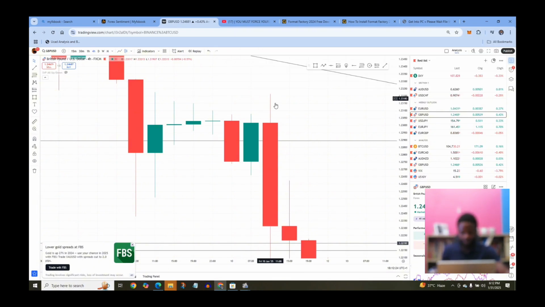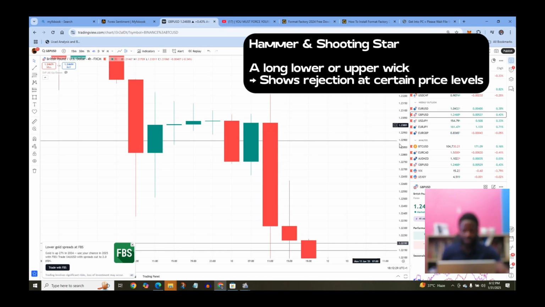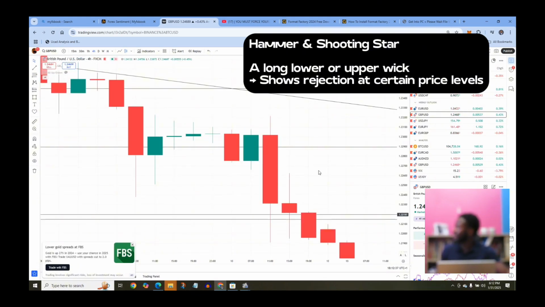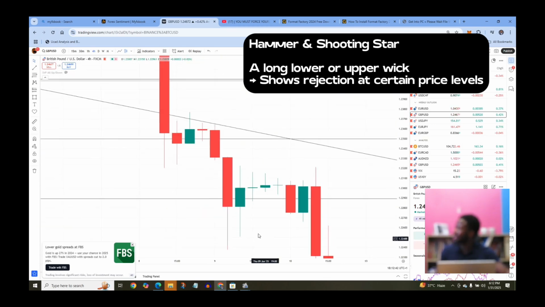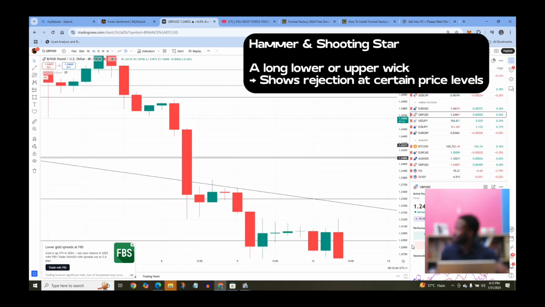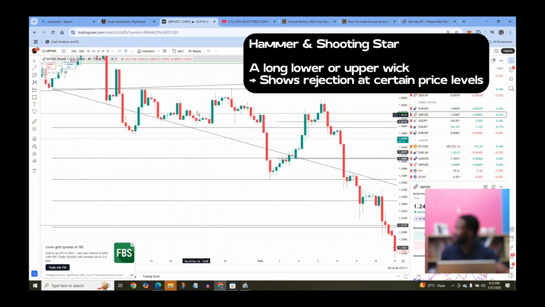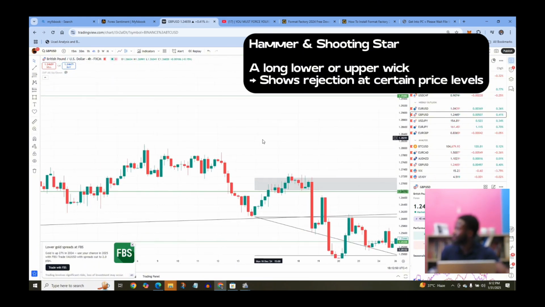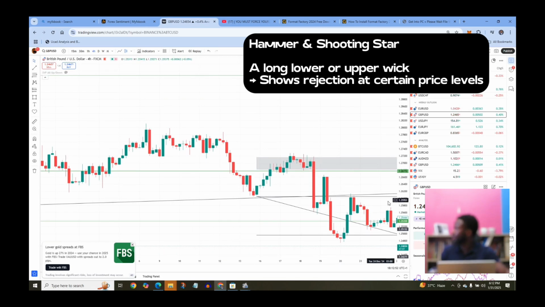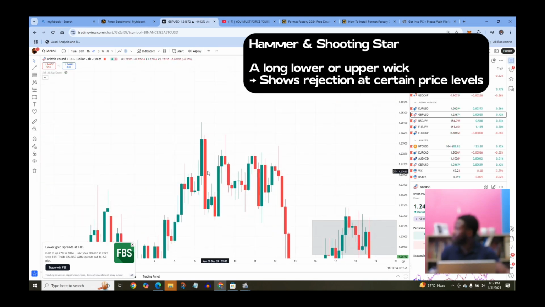All right. Then we have what we call the hammer and shooting star. The characteristic also is a long lower wick or upper wick, which can show rejection of price. So let's see, this one has a long lower wick. Let's find the one that has a long upper wick. I think I saw one earlier. Long upper wick. See that? This long upper wick.